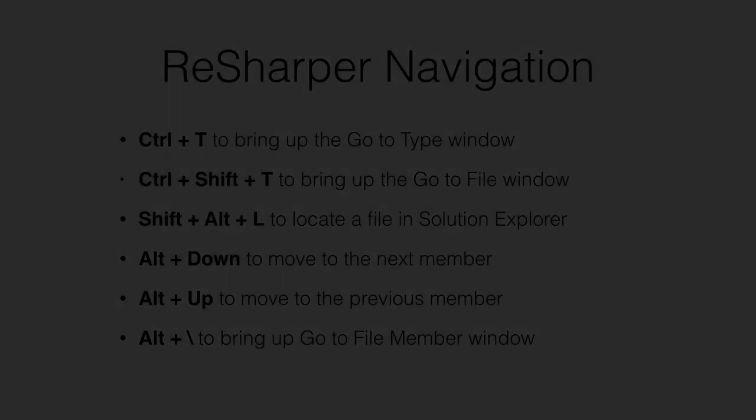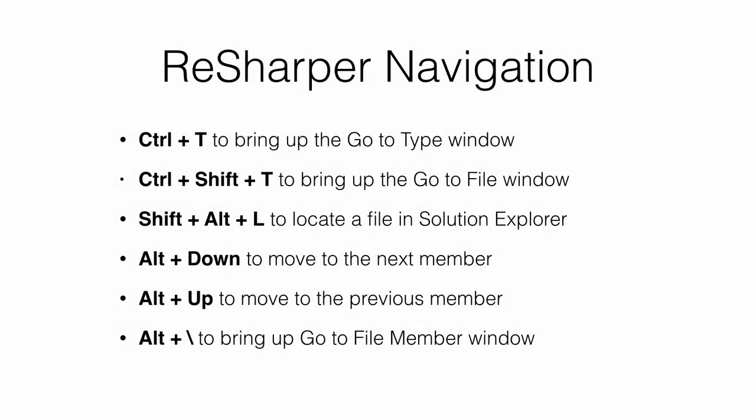So let's recap. Press Ctrl and T to bring up the Go to Type window. Press Ctrl, Shift, and T to bring up the Go to File window. Press Shift, Alt, and Enter to look at a file in Solution Explorer. Press Alt and down arrow to move to the next member. Press Alt and up arrow to move to the previous member. And finally, press Alt and backslash to bring up the Go to File member window.